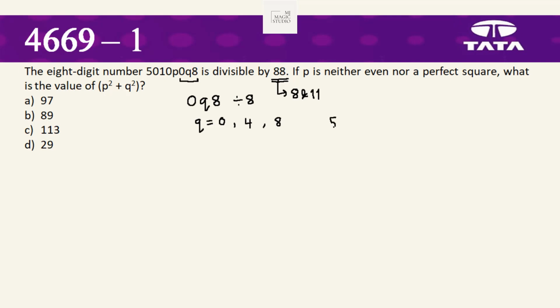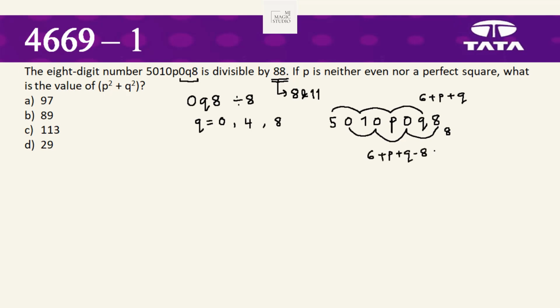Now, for the entire number 5010P0Q8, this number should be divisible by 11. We'll go by the odd-even plus-minus rule. 5 plus 1 is 6, plus P plus Q. Here the total is 6 plus P plus Q. And for the remaining digits, the total is 0 plus 0 plus 0 plus 8. Now, the difference between these two is 6 plus P plus Q minus 8. That is P plus Q minus 2.